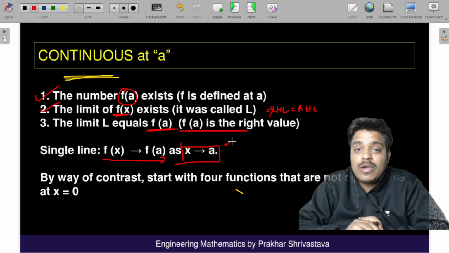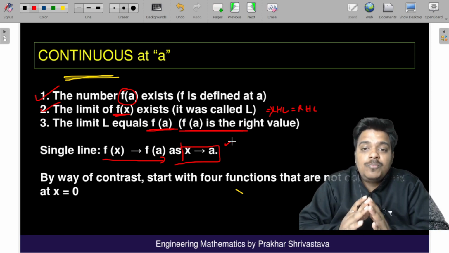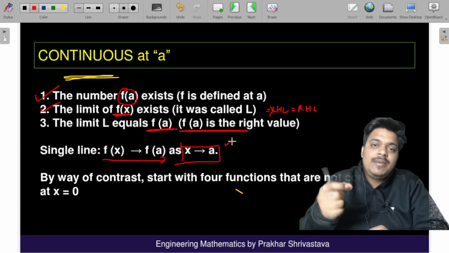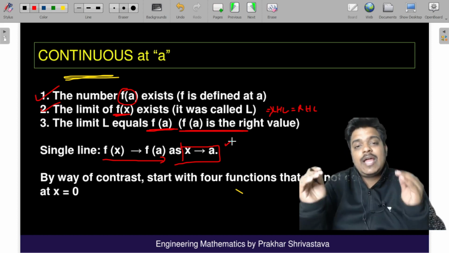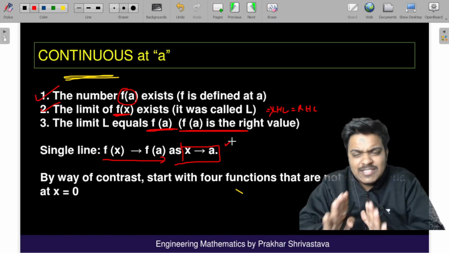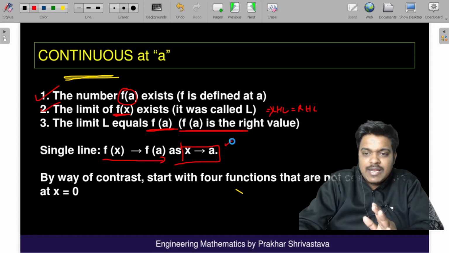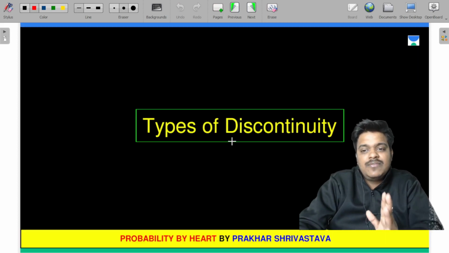So I hope till now you have got how you prove a function to be continuous. You calculate its left hand limit, its right hand limit, its value at that particular point, and you equate all the three. That is a very, very simple thing. I don't think that this is a very big issue. Is it clear? So we'll start with types of discontinuity.